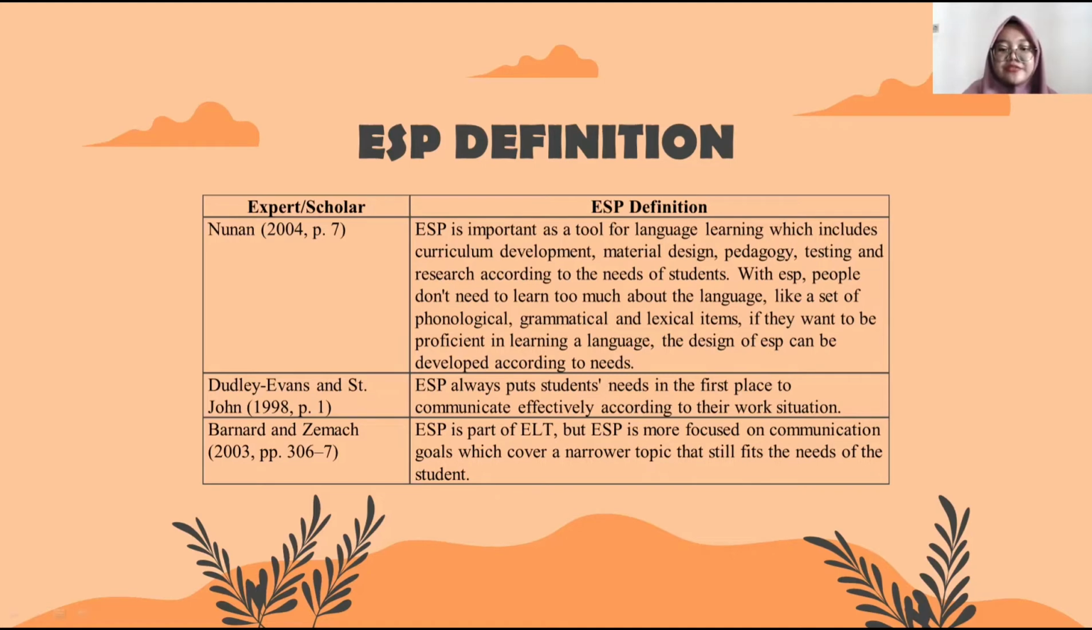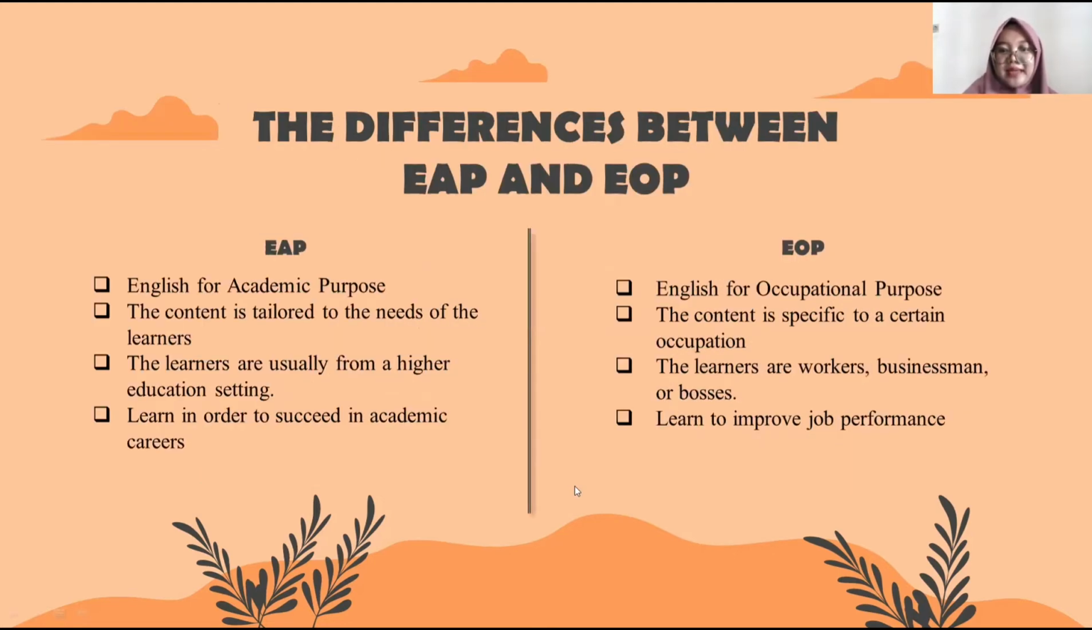Next, we have the differences between EAP and EOP. So we found some differences between EAP and EOP. The first one is EAP. EAP is English for academic purposes. The example is English for academic writing. And EOP is English for occupational purposes. The example is English for aviation.